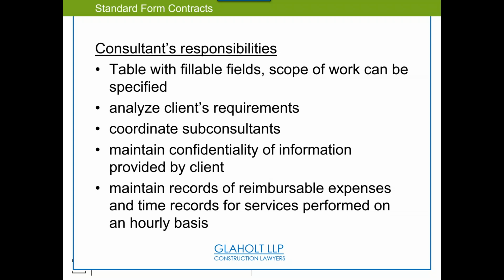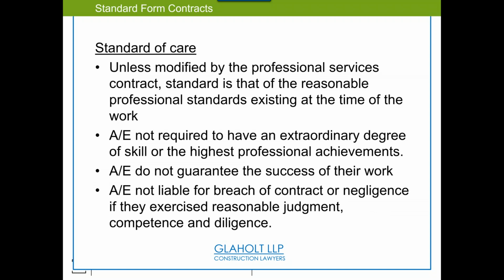If an architect has hired a structural engineer, yet I am struggling to lead and direct, does that mean I'm going to have my information compromised? And those are questions that come up all the time. Standard of care is very important. It's the expectation that reasonable professional standards existing at the time of the work are being met.